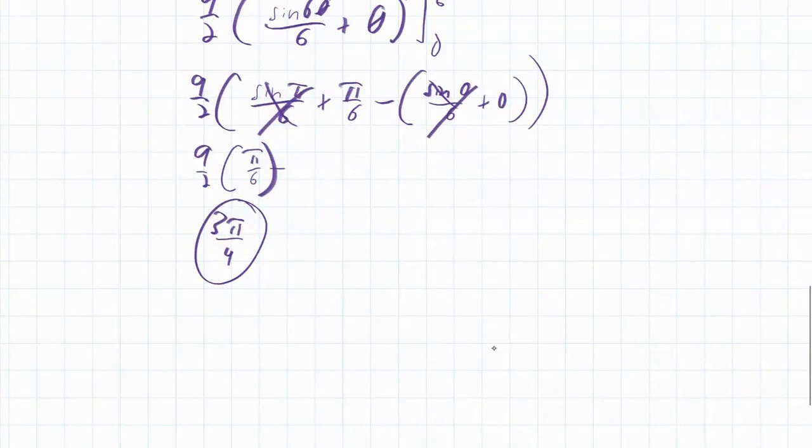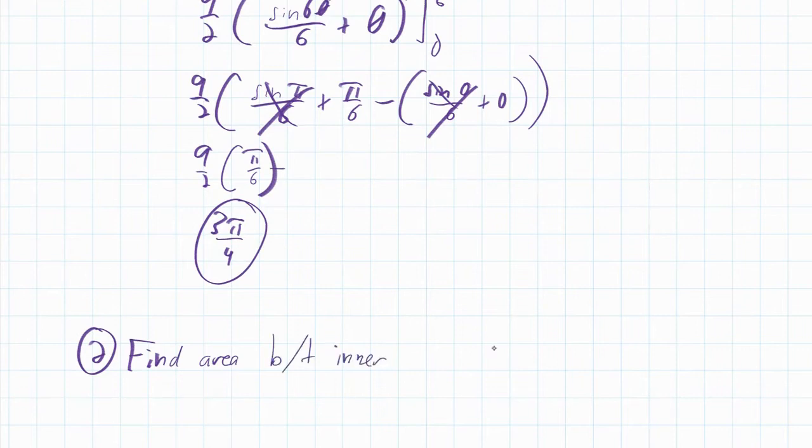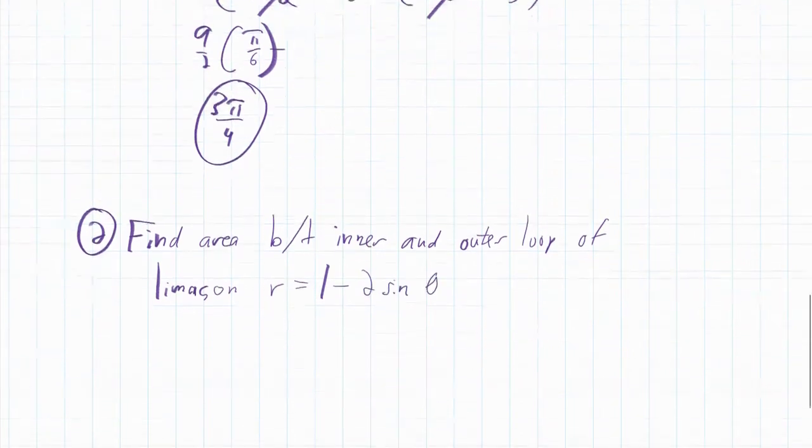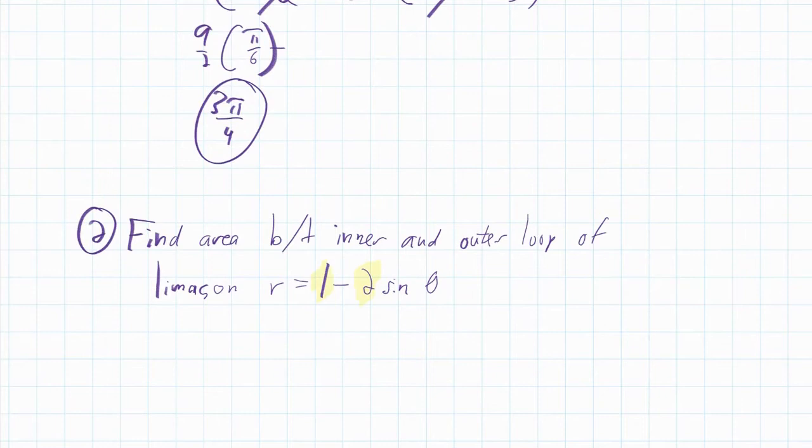Okay, next we're going to do an example of one where I want you to find the area between the inner and the outer loop of the limaçon. I know, I had to actually look that word up on Google to see what it said. The limaçon, r equals 1 minus 2 sine theta. Limaçons happen whenever you're subtracting 1 minus 2 and you're getting a negative number.